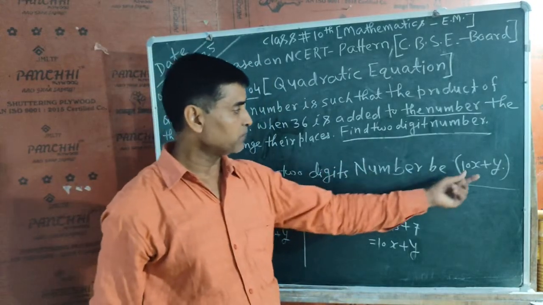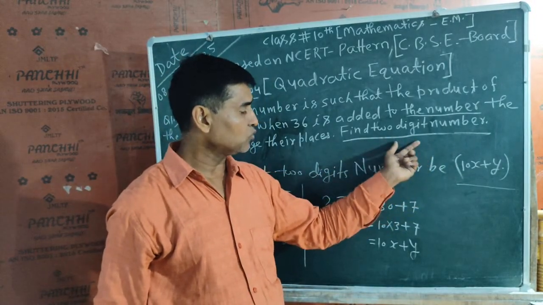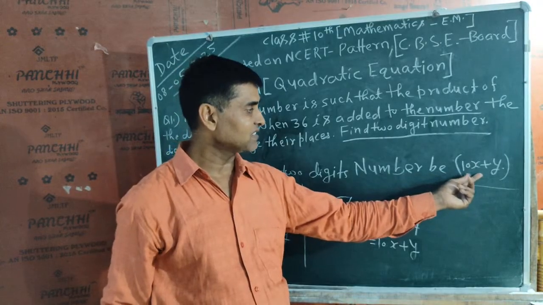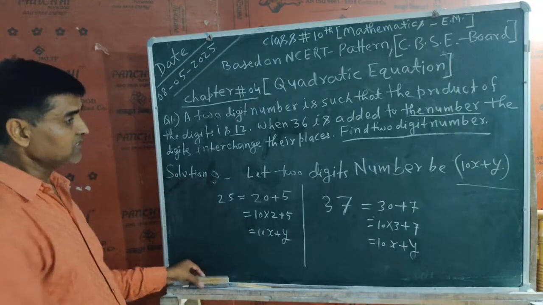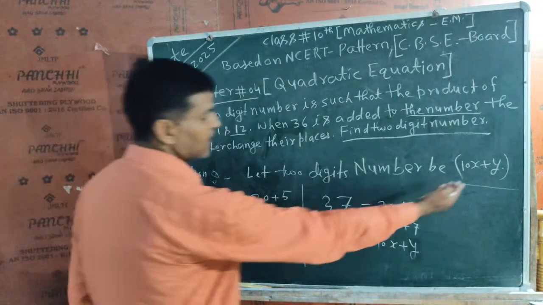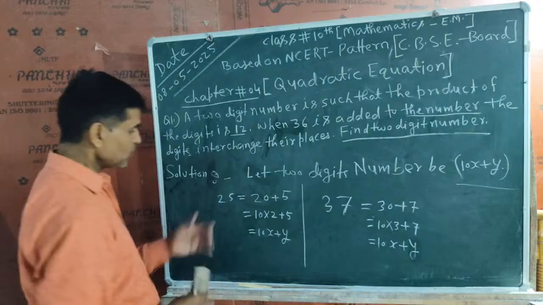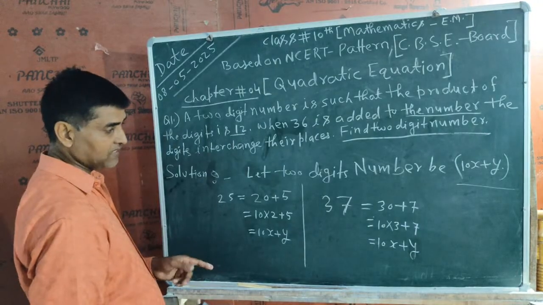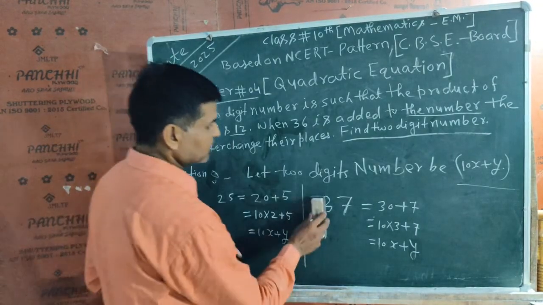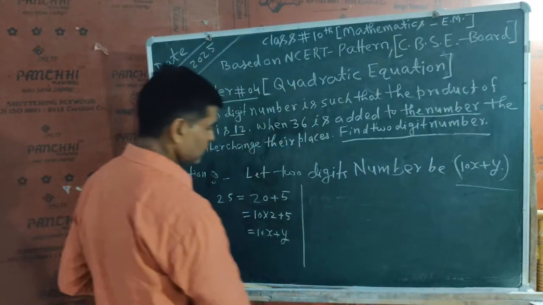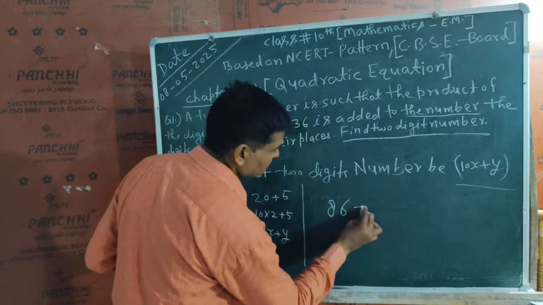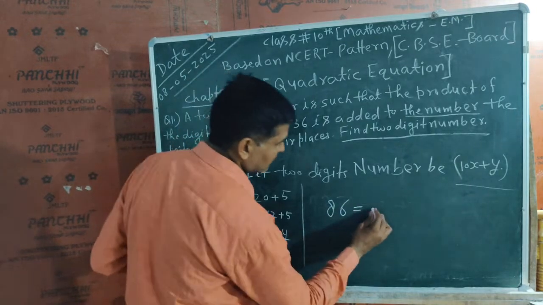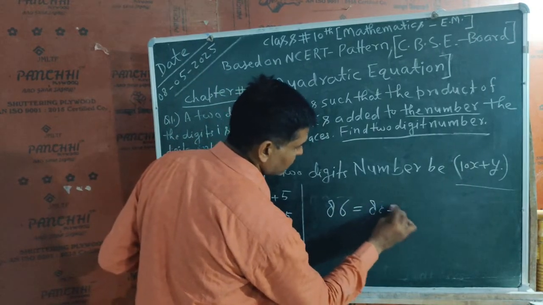Okay students, so that 2-digit number can be written as 10x plus y. This is the required way how we can arrange any 2-digit number as 10x plus y. Now I am going to take another 2-digit number and explain. Suppose any student says you take the 2-digit number 86. So 86 is written as 80 plus 6.